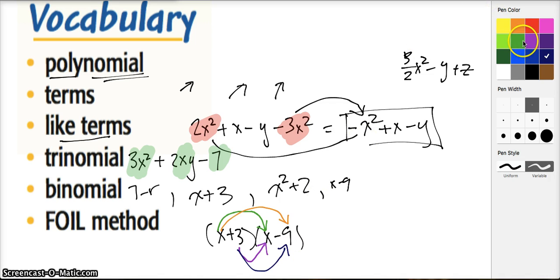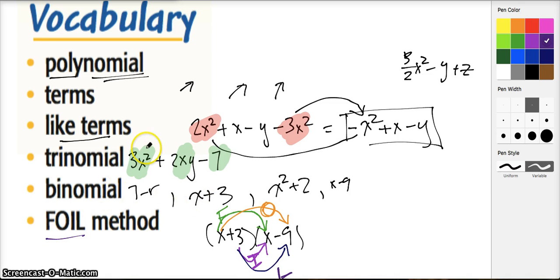Well, each of these colors, if I think about what happened, I multiplied the first two. That's F. Then I multiplied the outer two. That's O. I think you see where this is coming. Then I multiplied the inner two. That's I. Then I multiplied the last two. That's L, last two. And what does it spell? F-O-I-L, FOIL. And that's the FOIL method.